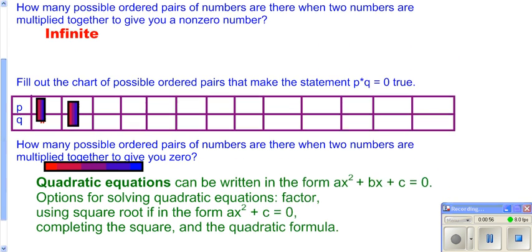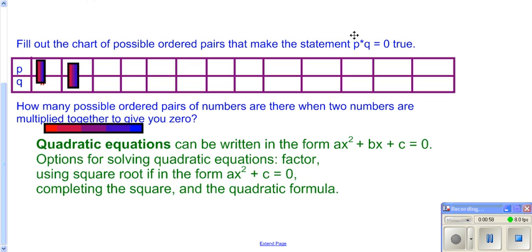However, if you are dealing with two numbers multiplied together to give you 0, it's going to either be 0 times anything or anything times 0. So when you have two numbers multiplied together to give you 0, it's really helpful because you really then only have two possibilities. Either the first number is 0, which is p, or in this case the second number is 0, which is q, and that's what we're saying here.